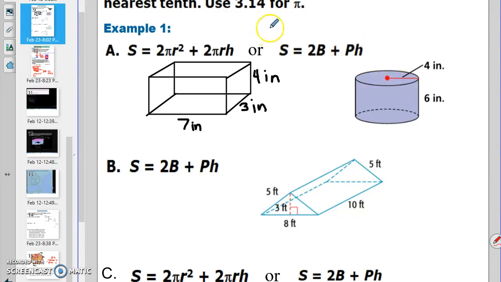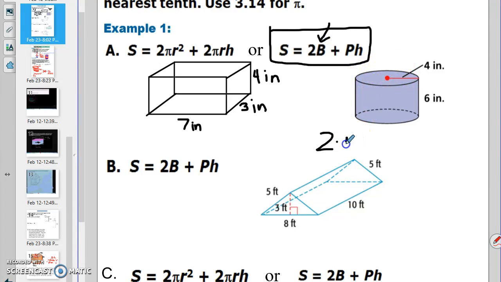So first of all, the formula that we'll use for surface area is 2 times uppercase B, which stands for area of the base, plus P times H, and P is the perimeter of the base. So we'll start off with this cylinder right here, and we're going to do 2 times the area of the base, which is a circle.